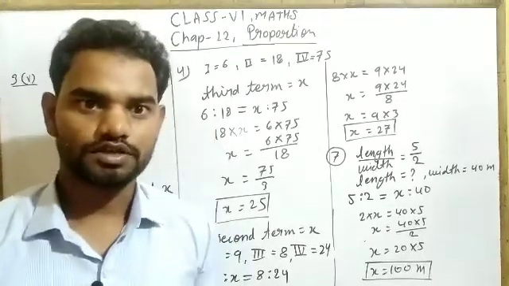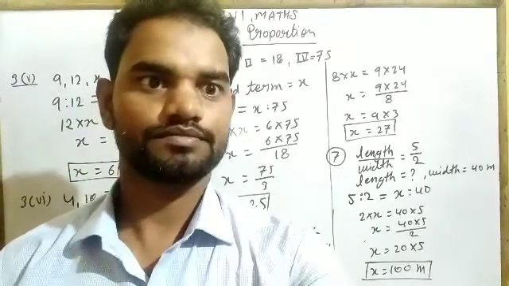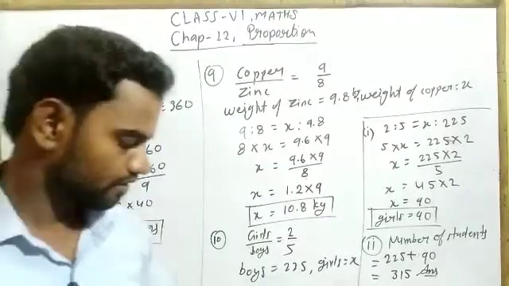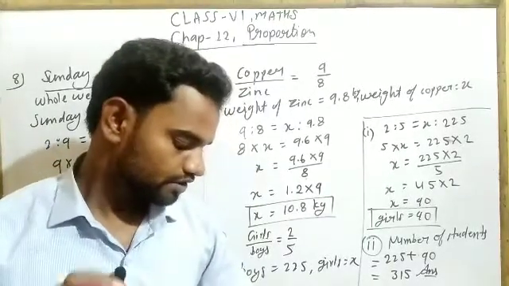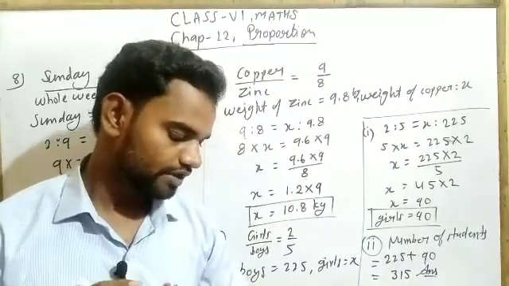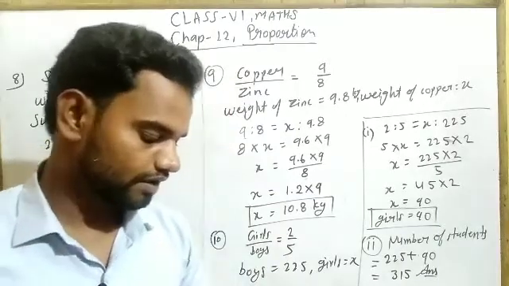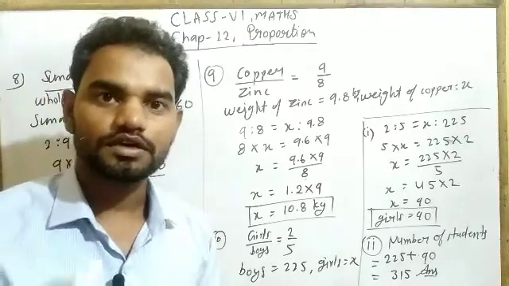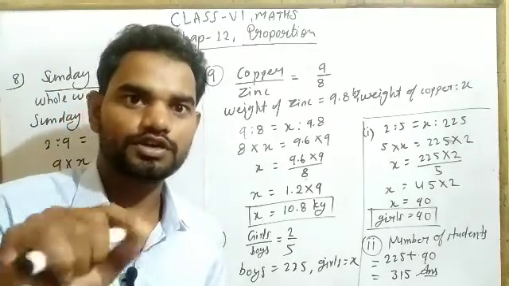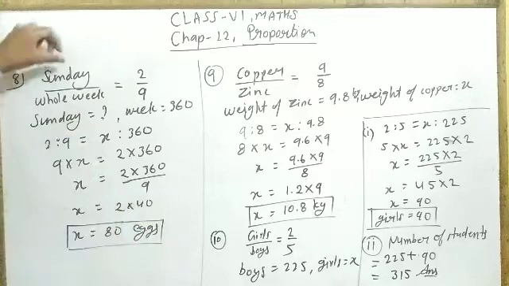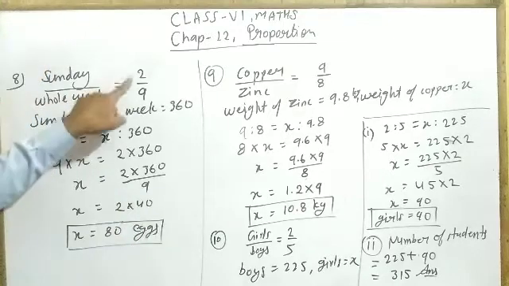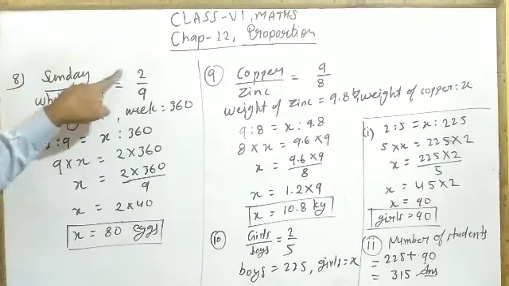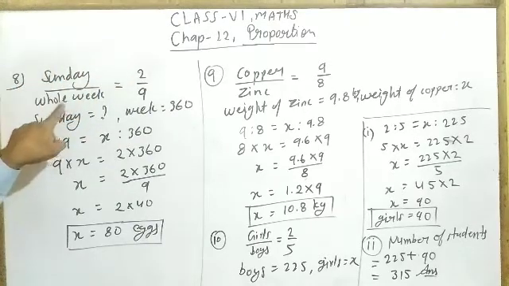Now let's continue to the next question. Dear students, question number 8. The eighth question is: the ratio of the sale of eggs on Sunday to that of the whole week at a grocery shop was 2:9. Sunday to whole week is 2:9. It means on Sunday 2 eggs are sold, and in the whole week 9 eggs.